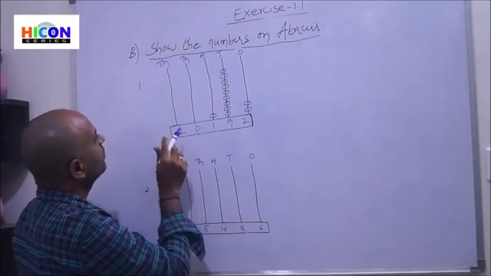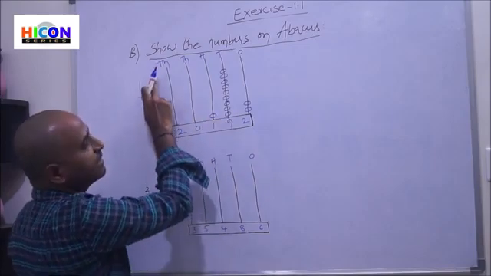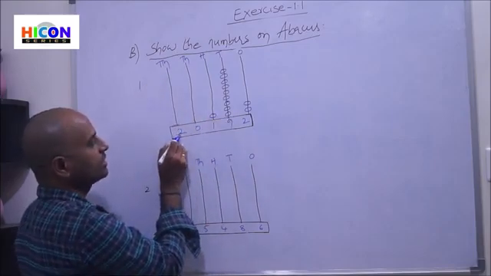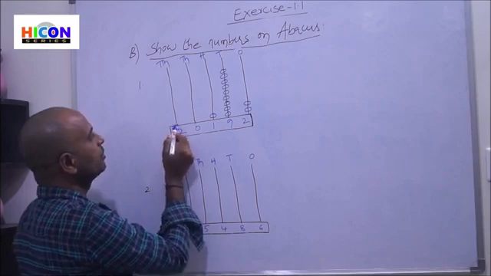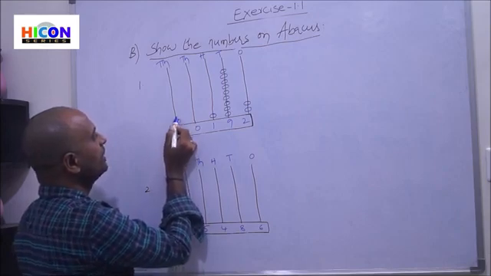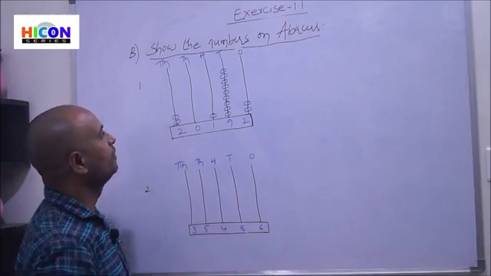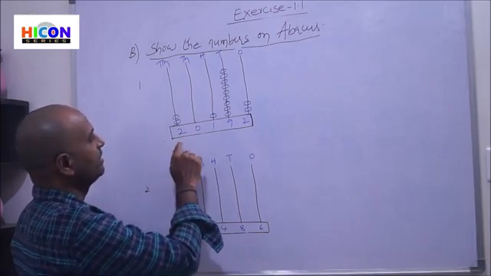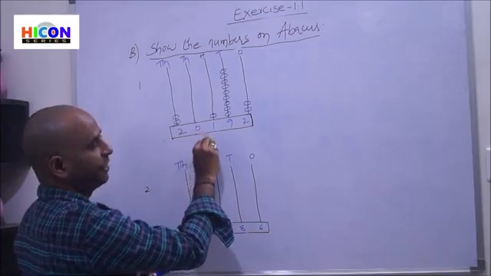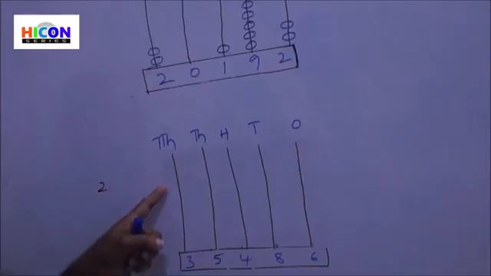Next, the last, fifth stick is the 10,000s place. In the 10,000s place, the digit is 2. So just draw 2 beads on the stick. So this is the way of representing beads on the abacus, and this is the representation of the given number on the abacus. Go to the second problem.